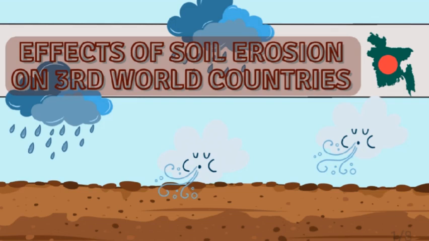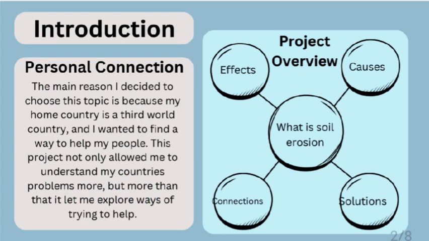I'm in 8th grade, and for my TPSP project, Pursuit of Passion, I chose to do effects of soil erosion on third world countries. The introduction slide has my personal connection to the topic, which is the main reason I chose to do it: my home country is Bangladesh, and that's a third world country, and this project was a way to help me better understand the problems of my country more and try to find ways to help it.